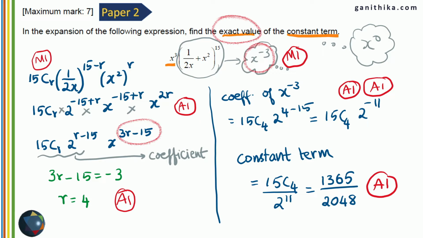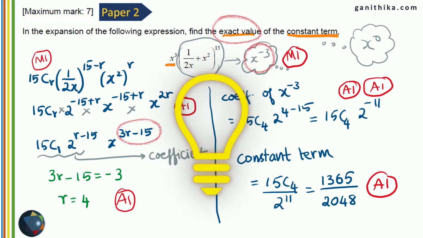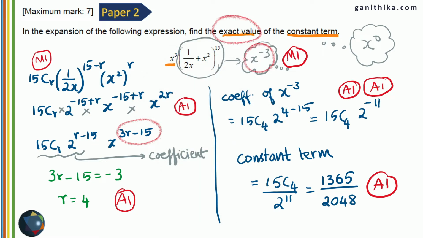You are not approximating the answer. You are giving the exact value in fraction form. So you have to be very careful for this question. Exact value is not 15C4 divided by 2 power 11. If it was paper 1, you could have left it here. But since this is a paper 2 question, you have to simplify this to the numbers using the calculator as a fraction. I hope this is very clear.